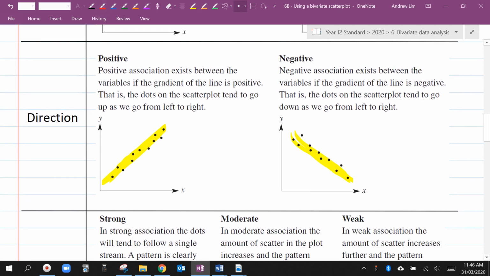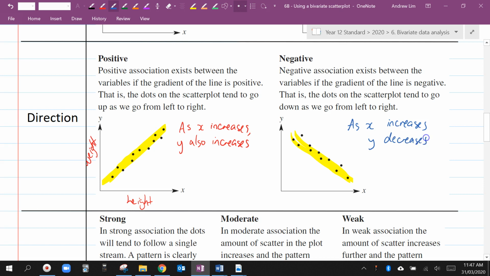Let me just explain what that means. For positive, as x increases, y also increases. So maybe as your height increases, your weight will increase as well. Height and weight could be an example. Whereas for the negative one, as x increases, y decreases. So maybe, for example, as noise level increases, your ability to study decreases. So they will have a negative association.